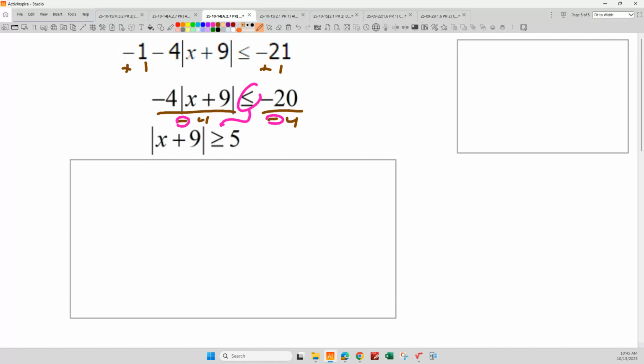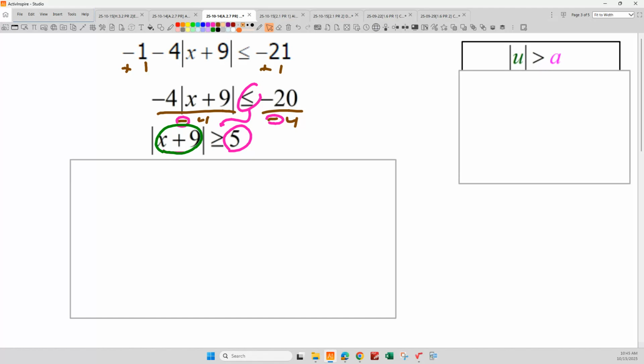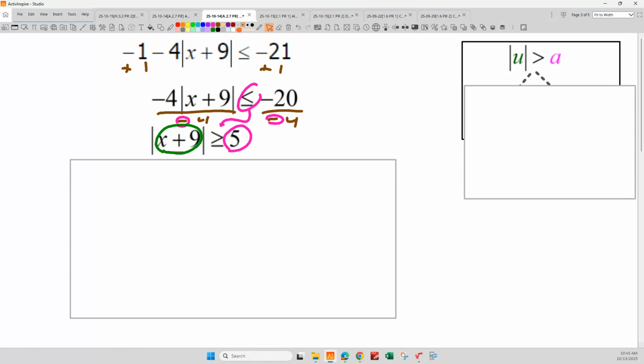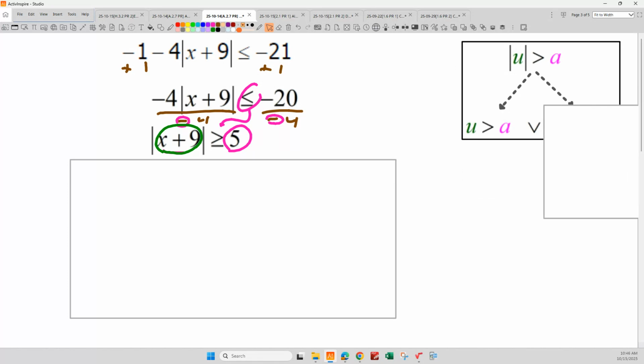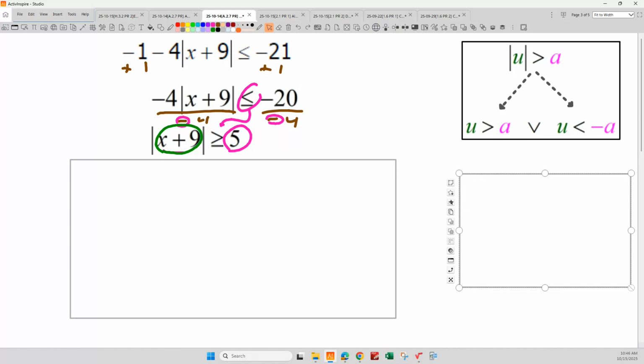Good. Okay, so now what's my pattern? I've got an isolated absolute value of x plus 9 is greater than or equal to positive 5. Okay, so that's that pattern, right? Everybody agree? And or. Or. Okay, so how does that split then? Either what? Okay, good. Either u is greater than positive a, or u is less than negative a, right? And u just means what's inside the absolute value.